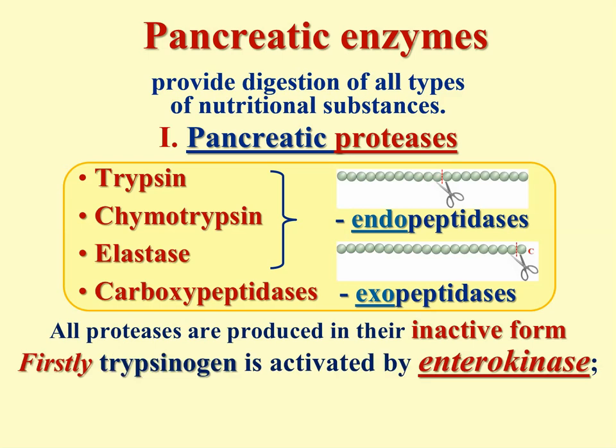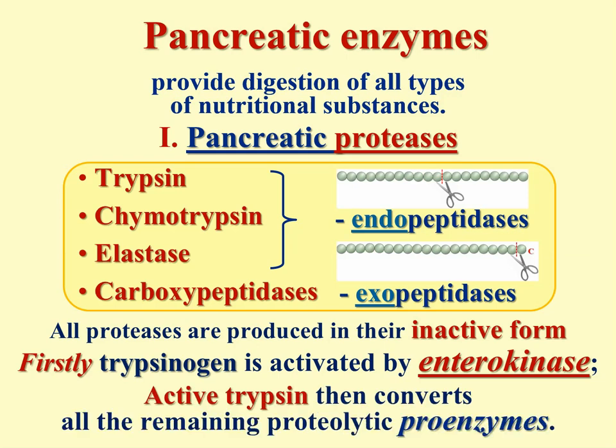What is activated first? This is trypsin. Trypsinogen becomes converted to trypsin by the enzyme called enterokinase. If you remember that the Greek name of the intestine is enteron, you may guess that enterokinase is the enzyme produced inside the small intestine. Only when the juice reaches the small intestine can trypsinogen be converted to active trypsin. Active trypsin then converts all the remaining proteolytic proenzymes into their active form.